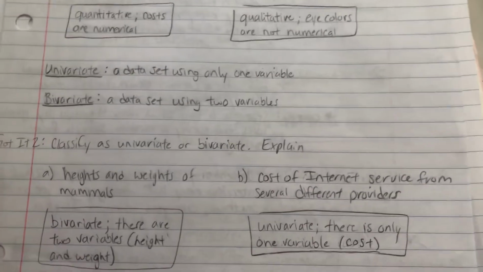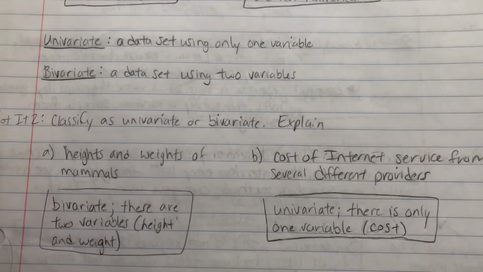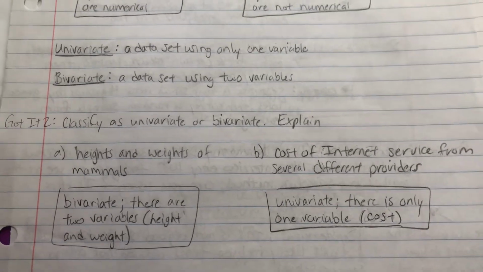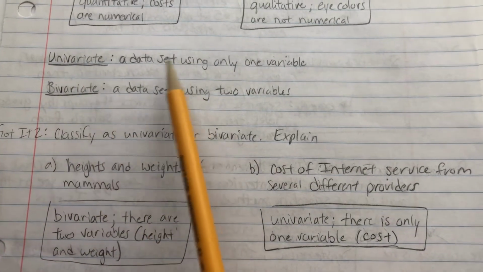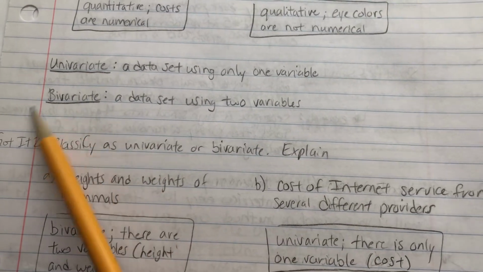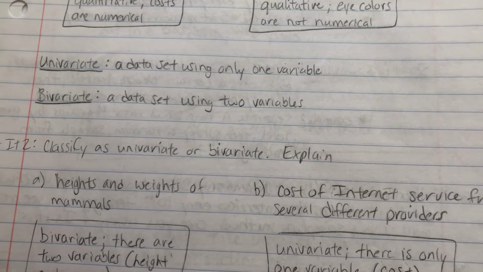Okay, and our second method of classifying would be to state either univariate or bivariate. Now there's many other options as well, but we're going to stick with these 2. Univariate, the prefix uni there, means 1. So a data set using only 1 variable. Bivariate, the prefix being bi, means 2. So that would be 2 variables for your data set.